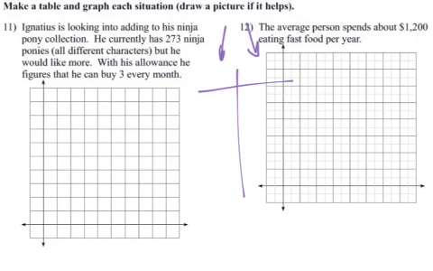What is he trying to do? Well, he wants more ponies, Ninja Ponies, right? So, do we know how many he started with? Well, 273. Okay. Do we know he wants to get more, right? Because that's what he wants to do. How is he going to get more? Well, he can buy 3 every month.